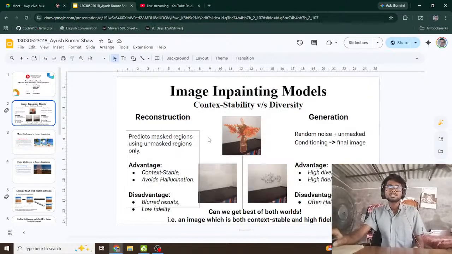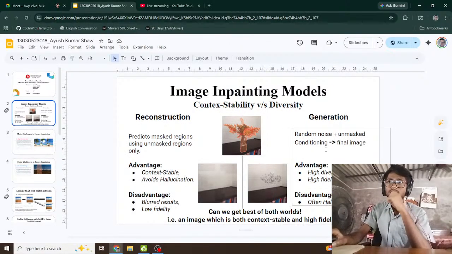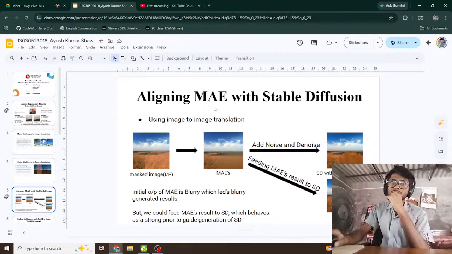So what this paper tries to explain is: can we have the best of both worlds? That is, can we get an image that is highly context stable as well as highly fidelity? That is, it could generalize as well. So the state of the art, which is the stable diffusion model, has these two problems of hallucination and color inconsistency.